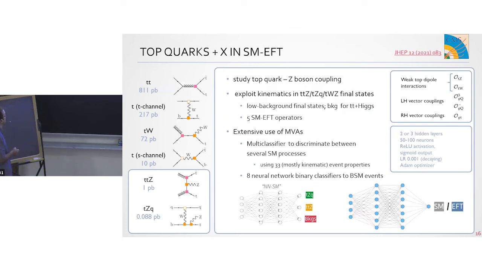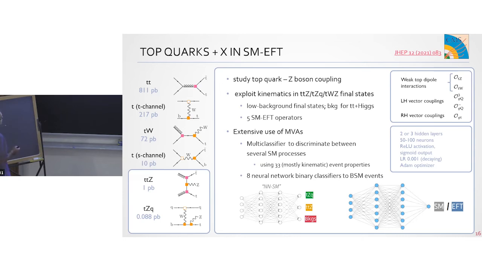I did many analyses in the top sector, not the latest one here. Now we move to the third analysis, which also uses the likelihood ratio trick. Going a bit deeper, we studied a top quark Z boson coupling. As we've seen, this is important for SMEFT, for Higgs analysis and many other things.